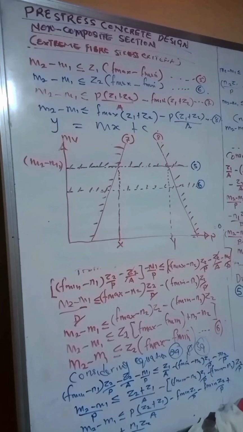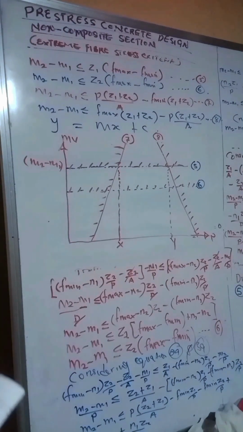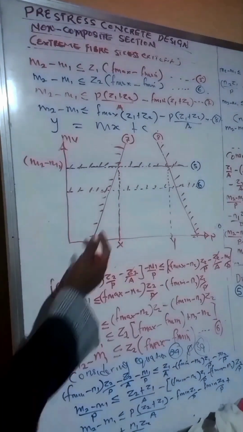So having gotten this graph, the solution of P becomes X and Y. So we have two values of P, X and Y. Now what that means is that the pre-stressing force should be either X or Y, or the pre-stressing force should be within this boundary.